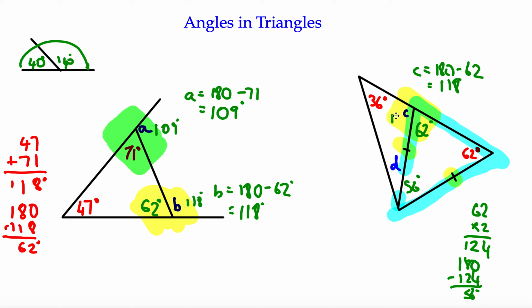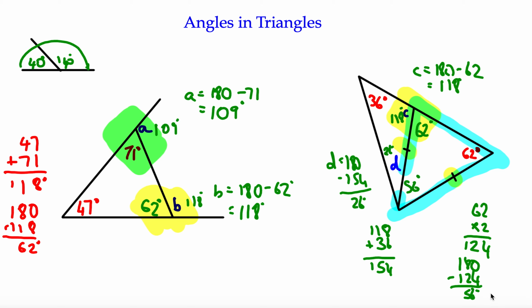So if I write that in, 118, we know that's 56, and there's D. Well, there's another triangle. It's not isosceles, but it doesn't matter because we know that 118 and 36 adds up to 154, and we know that all three angles add up to 180, which means that D is 180, subtract 154, and that's going to be 26 degrees. Okay, so that's how we can work things out.